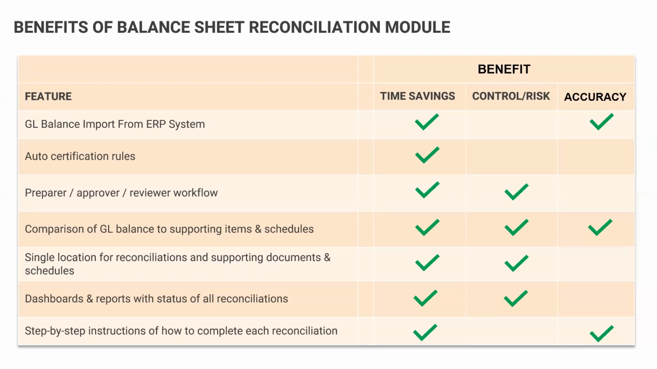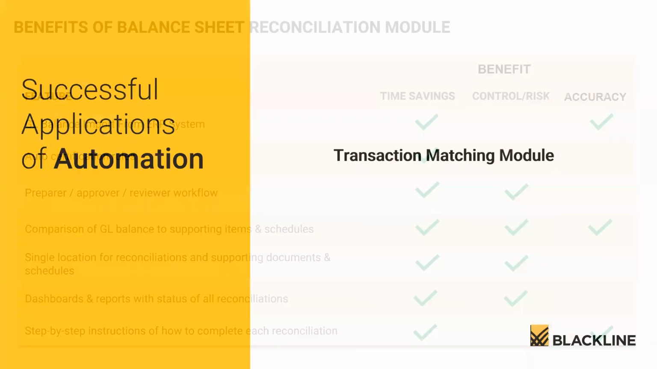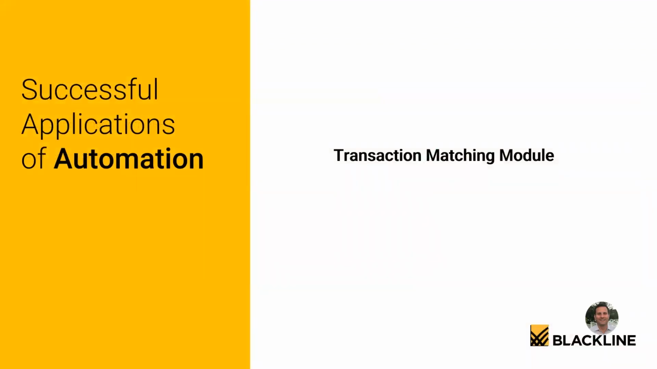Now let's jump to the transaction matching module, which is used to automate your bank reconciliations. Now, when we're talking about transaction matching, we're talking about matching records from one data source to another. And again, the most common example is a bank reconciliation.